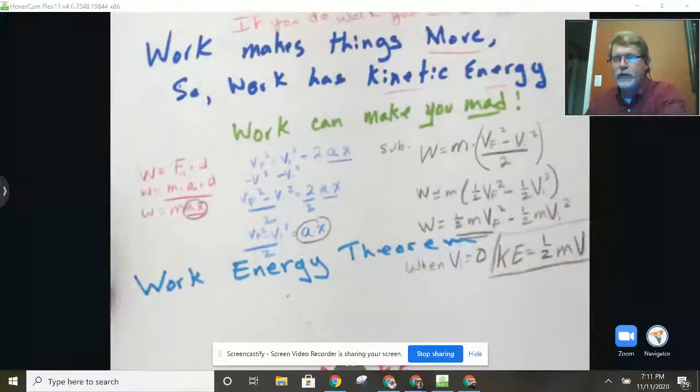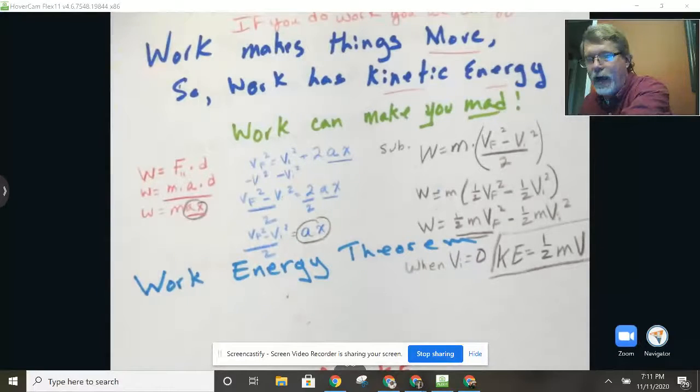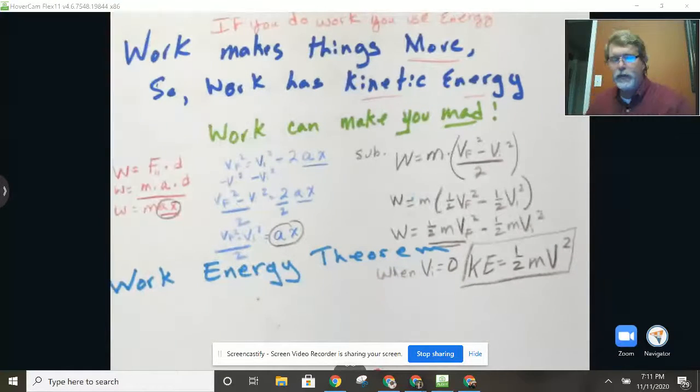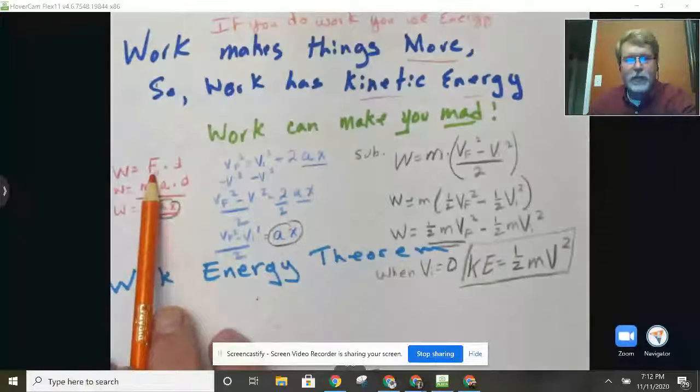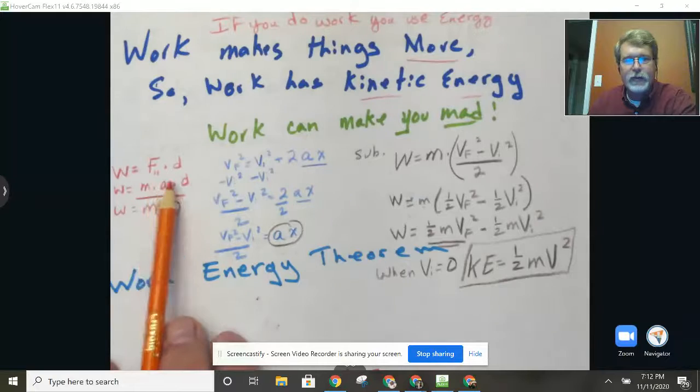And we've been able to derive that formula using our equation. So we go back through that quickly. We say work makes you mad because force is mass times acceleration.